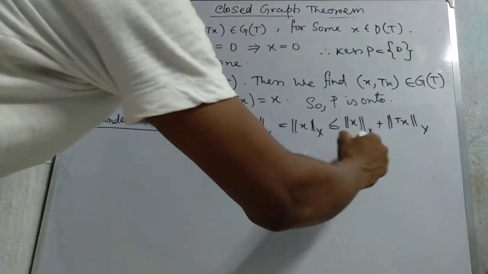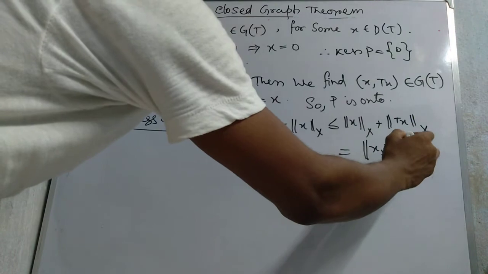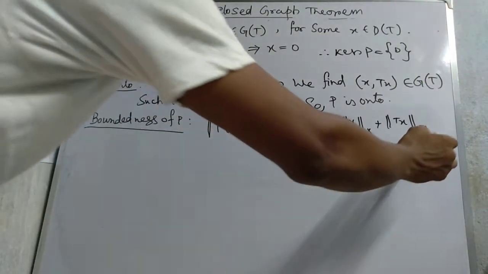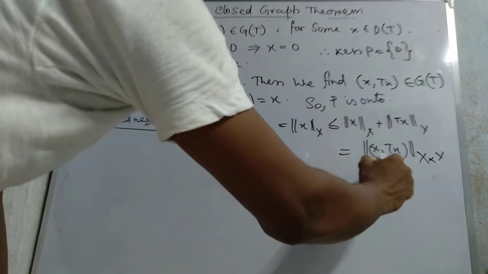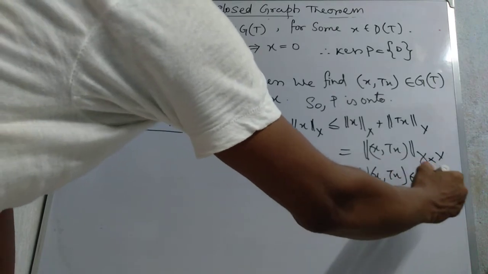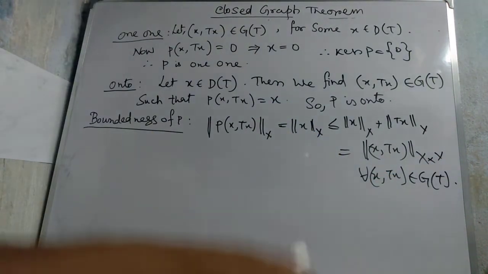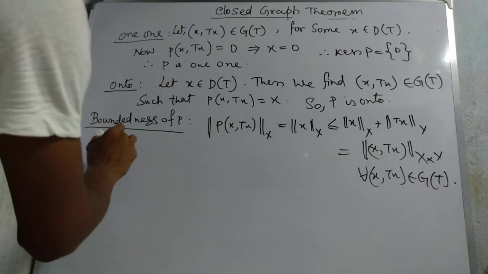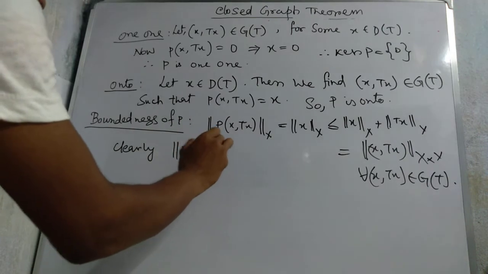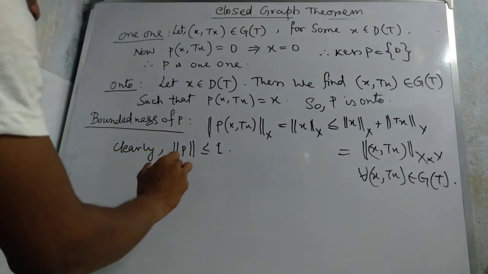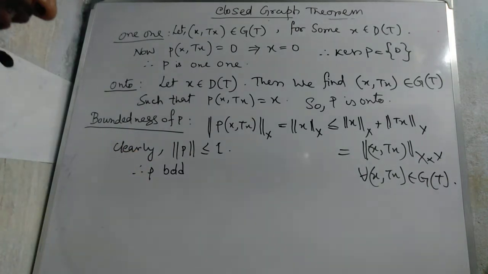This equals the norm of x, dx. Okay, x Cartesian product y, for all x, dx belongs to gt. Then clearly the norm of P is less than or equal to 1, so P is bounded. Then P is a one-to-one onto bounded linear operator from a Banach space onto a Banach space.